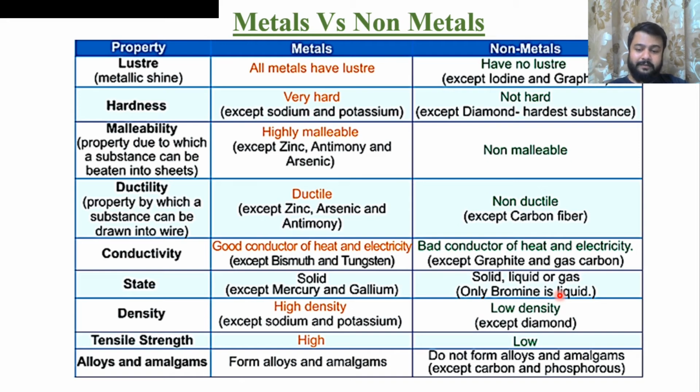Remember that thing. Density, most of the metals have high density except sodium and potassium. Most of the non-metals have low density except the diamond. Tensile strength for metals is high and for non-metals it is low. Alloys and amalgam. Metals form alloys and amalgam. Amalgam means any alloy with mercury as one of the elements. Non-metals do not form alloys and amalgam. Again, exception cases carbon and phosphorus. So you have to remember the exception cases.